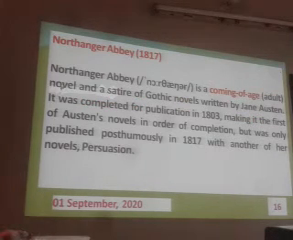Northanger Abbey is a coming of age novel, a style of Gothic novels written by Jane Austen. It was completed for publication in 1803, making it the first of Austen's novels in order of completion, but was only published posthumously in 1817, means when Jane Austen died. After that, it was published with another of her novels, Persuasion.